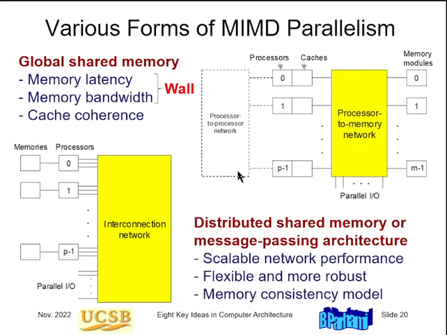Later, we devised various forms of MIMD, multiple instruction, multiple data parallelism, where processors were independent and each executed its own programs. I've shown two versions of this type of MIMD parallel processors schematically in this diagram. In one, memory is global, so there are a whole bunch of memory modules that can be accessed by the processors through a processor to memory interconnection network.